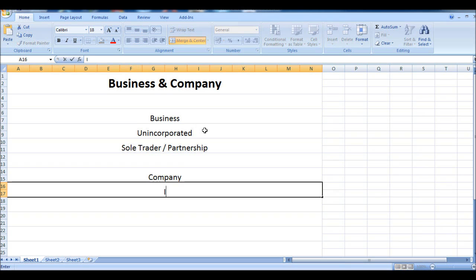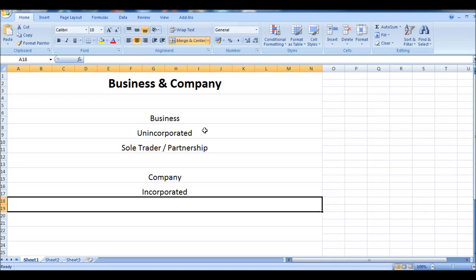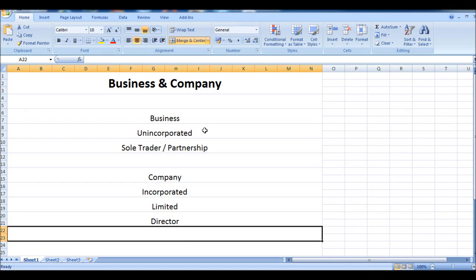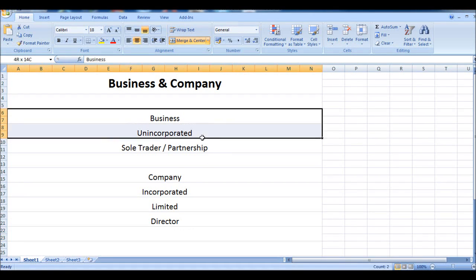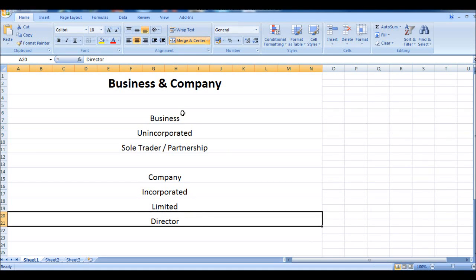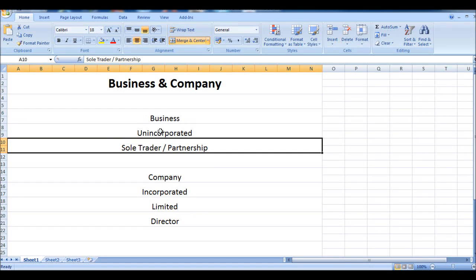Whereas a company is incorporated, it's registered as a company. It's normally referred to as a limited company or a corporation. And instead of having a business owner, like a sole trader, it has a director or a number of directors. Why people incorporate their businesses and make them into companies is a bit more in depth, and it's not something I'll be covering in these videos. But that is the simple differences between a business and a company.